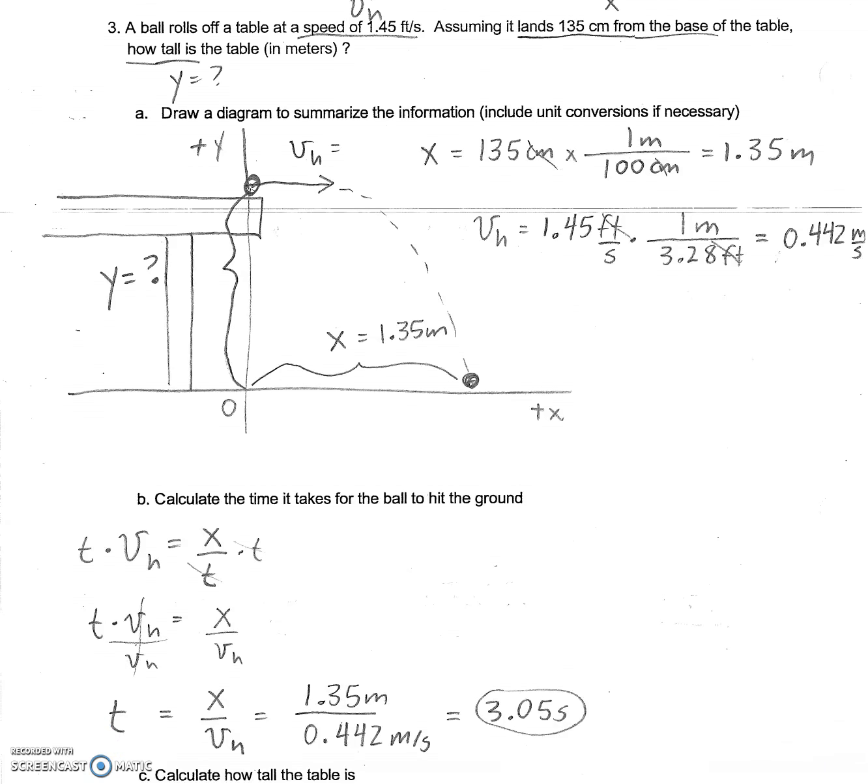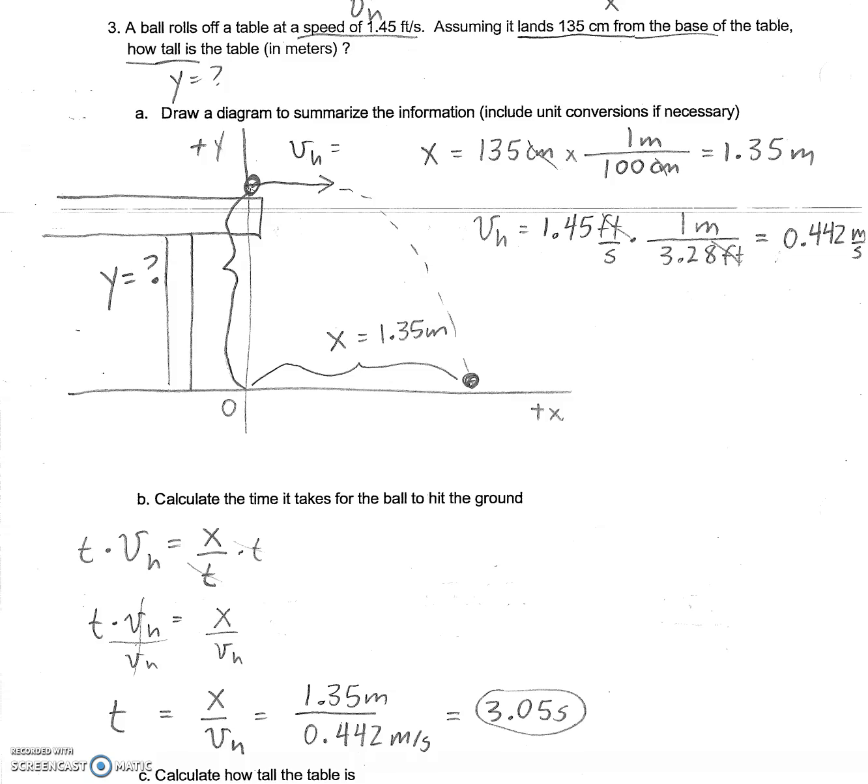All right, we look at question number 3. A ball rolls off a table at a speed of 1.45 feet per second. We're going to have to do a conversion there, but that's our horizontal velocity. Assuming it lands 135 centimeters from the base, that means that's our horizontal distance or our x value. We want to know how tall the table was. So that means we want to find the vertical distance or y.